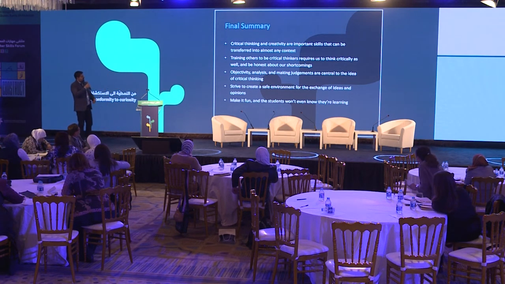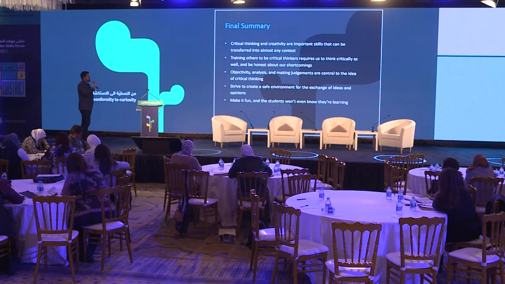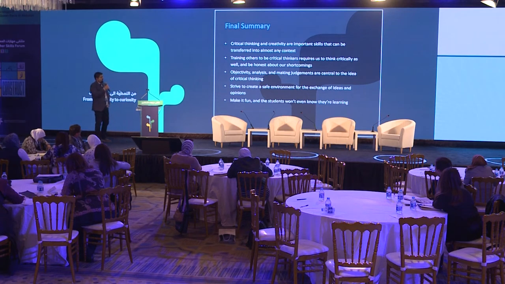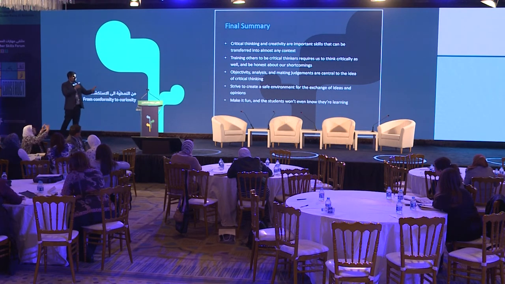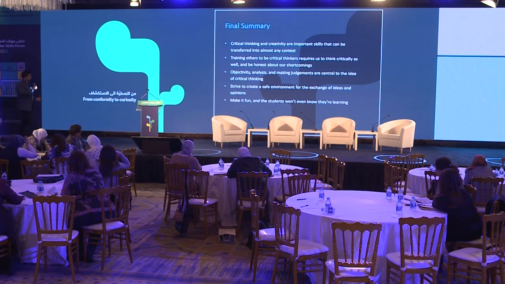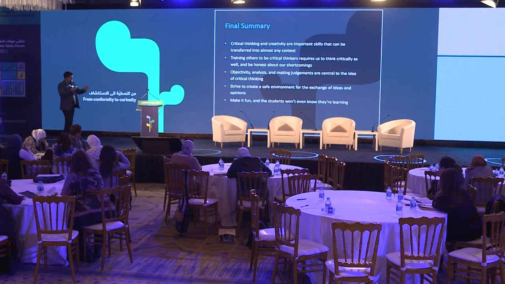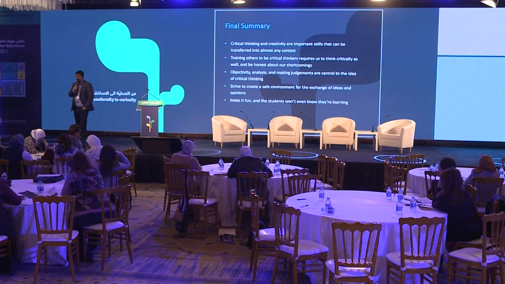Now, critical thinking and creativity are important skills that can be transferred into almost any context. Training others to be critical thinkers requires us to think critically as well, and be honest about our shortcomings. Objectivity, analysis, and making judgments are central to the idea of critical thinking. They're at the heart. Try your best to create a safe environment for the exchange of ideas and opinions, and make it fun, and the kids won't even realize they're learning.